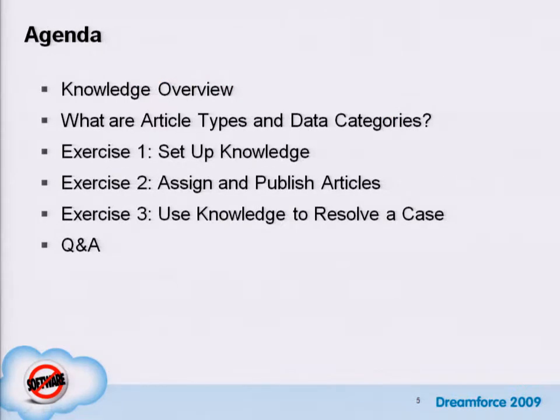All right, so what are we going to cover in this session? Well, we're going to start off with an overview of knowledge. It's new, so you probably like to know about it. We're going to then talk about article types and data categories, and these are going to help you build and organize your knowledge base. And then we're going to follow up with 3 hands-on exercises, so lots of good hands-on stuff for you here. The first one, we're going to look at what an administrator has to do to set up the knowledge application. We're going to then look at what the knowledge manager needs to do to create, assign, review, and publish articles to the knowledge base.